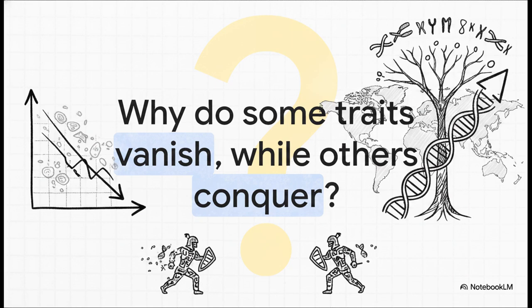Think about this for a second. Why do some physical traits just vanish without a trace, while others completely conquer the globe? Every single quirk, every genetic advantage, or even susceptibility you have right now, it's all the result of a microscopic, invisible battlefield that's been raging for thousands of generations. Our genetics are essentially this ancient living record of survival. And today, we're going to learn exactly how to read that record.